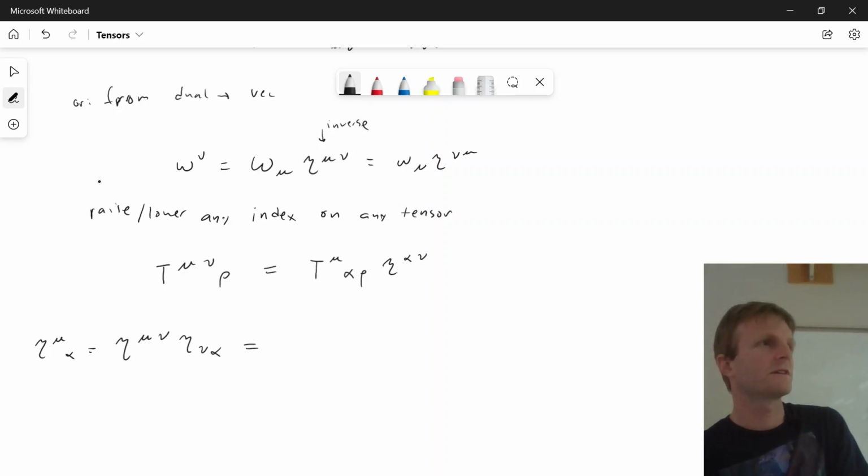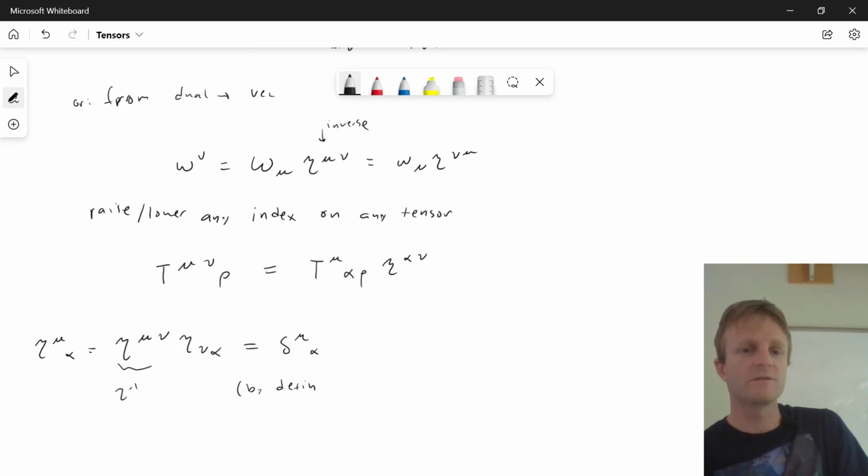Anyone know what this gives us? Yeah, it's a Kronecker delta by definition. Because remember, this was defined as the inverse metric. And this is the matrix multiplication between the two. So by definition, this is the Kronecker delta. And this will be true even in curved space. Yep. Good question.